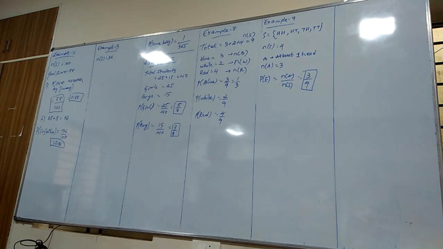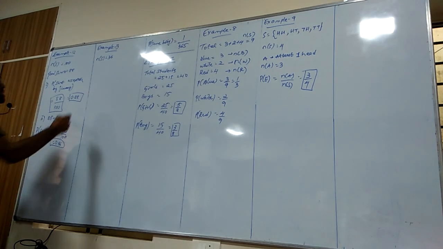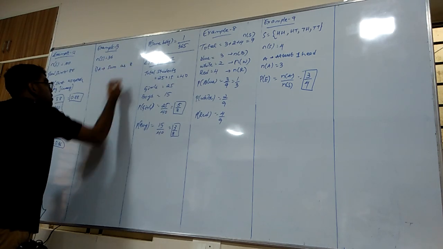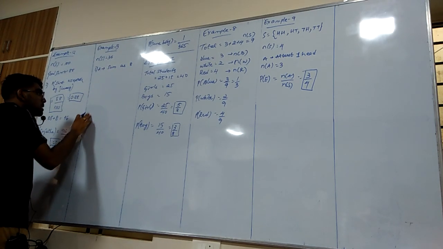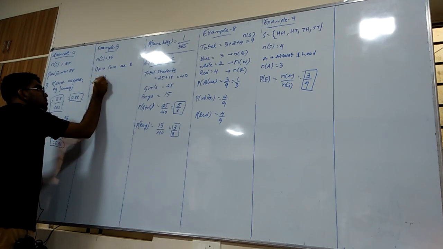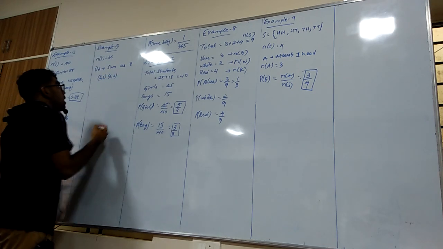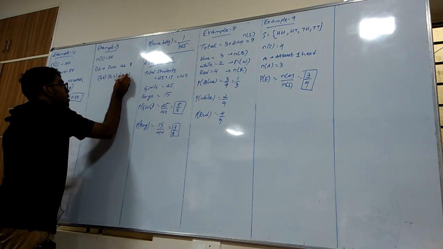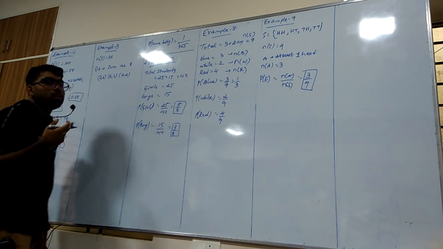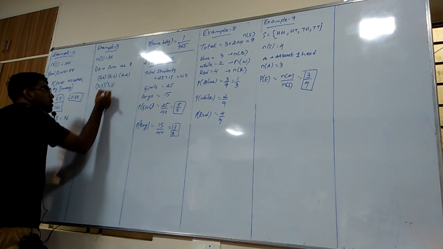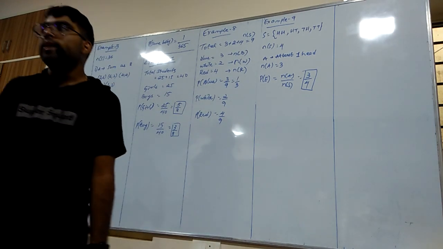Yes, total of 36, out of which the sum is 8. Let me take the first event. I'll name it A, the sum as 8. So what are all the outcomes for sum as 8? 2, 6. Similarly 6, 2. And then 4, 4. 3, 5. 5, 3. All other combinations are done.